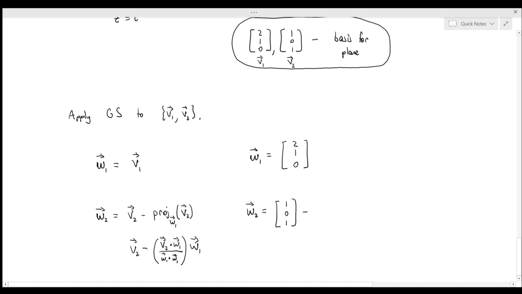So I want to do now the dot product between V2 and W1 for my numerator. So V2 dot product with W1 is going to be 2 plus 0 plus 0. In my denominator, it should be W1 dot product with itself. So that's going to be 4 plus 1 plus 0. And then all of that should be multiplying the vector W1, so multiplying the vector (2, 1, 0).